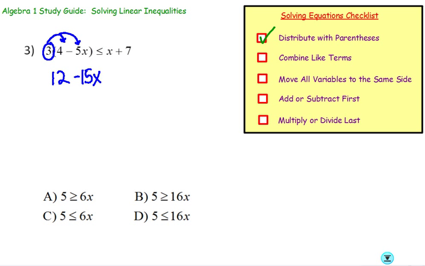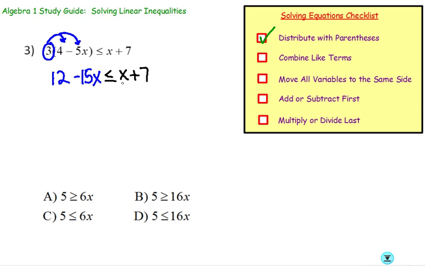And let's copy the rest of what we have here. So we've got less than or equal to x plus 7. All right, so next thing on the list is to combine like terms. Now, I have numbers, but they're on different sides of the inequality symbol. I have x's, but they're also on different sides of the inequality symbol.